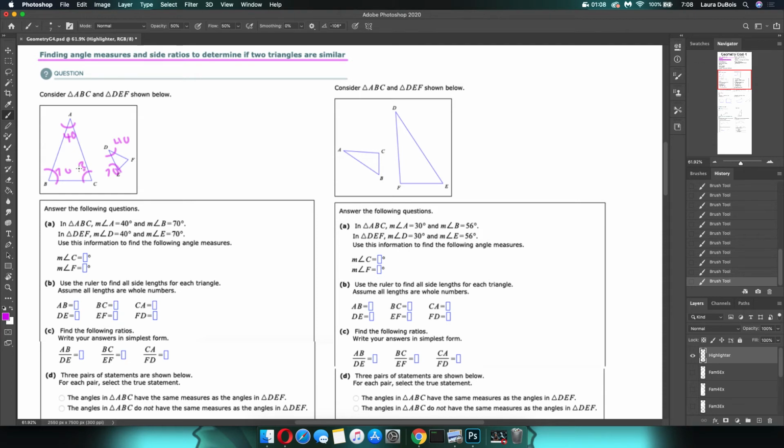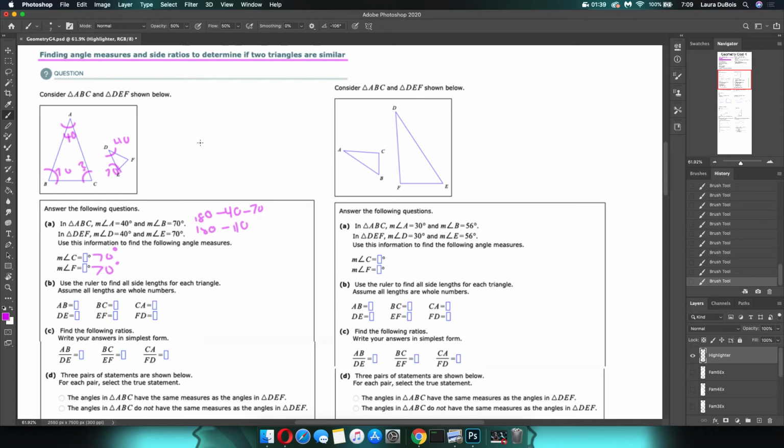Based on this, what is the measure of angle C? What that means is all angles in a triangle add up to the famous number in geometry, 180. So you're doing 180 minus 40 minus 70, which is basically 180 minus 110, which means the measure of angle C is 70 degrees, and we're doing the exact same math for angle F, which means it is also 70 degrees.